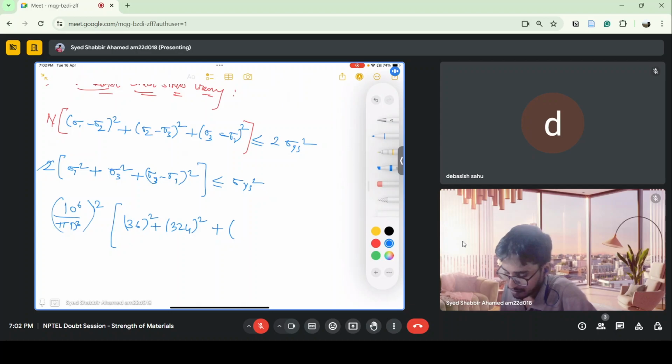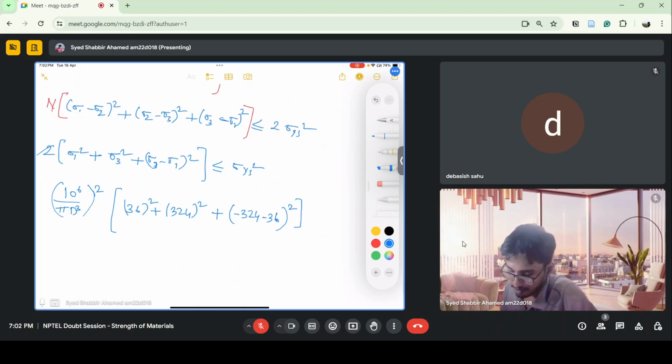Plus, because this minus comes back, and I have minus 324 minus 36 whole square. And I will have 207 square.